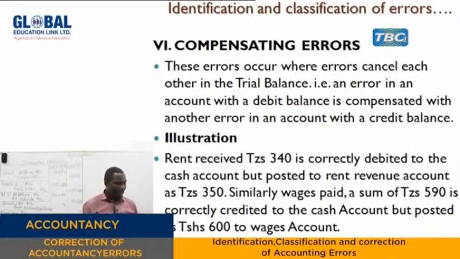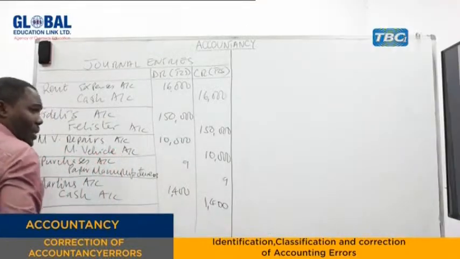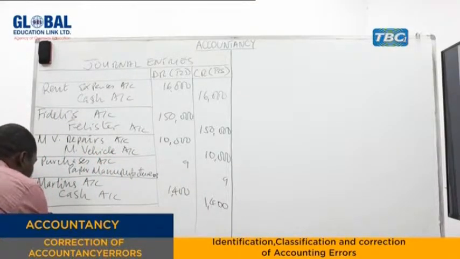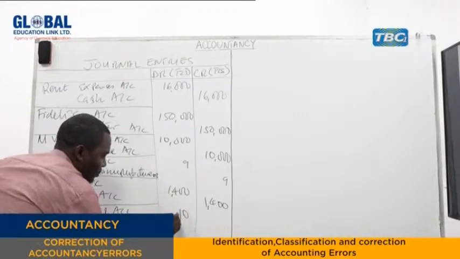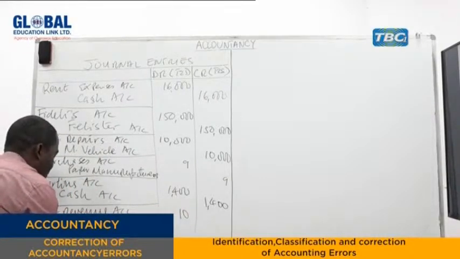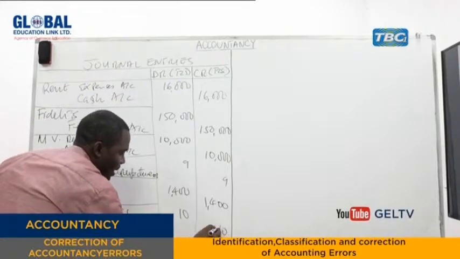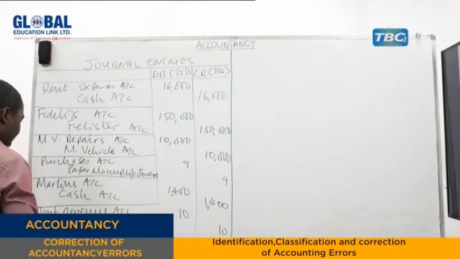So if we overstate a revenue account and we overstate an expenditure account, the trial balance will agree, and yet there is an error that we need to correct. How to correct this? If these accounts were overstated, we deduct in each account to put the balance to the correct figure. So we debit rent revenue by 10 and we credit wages account by 10. So you'll have adjusted your error.